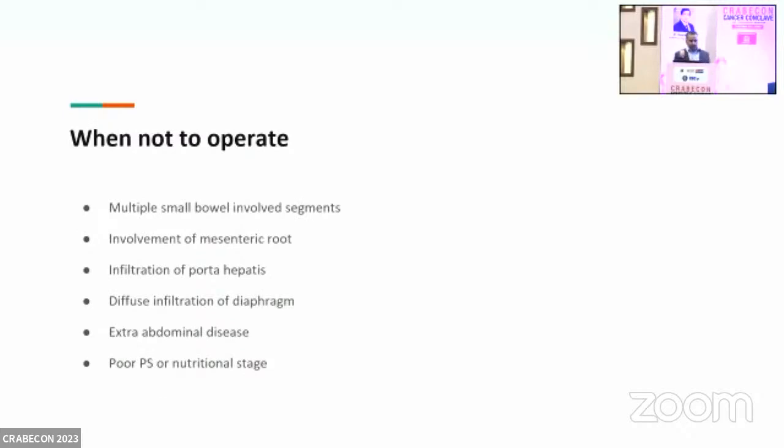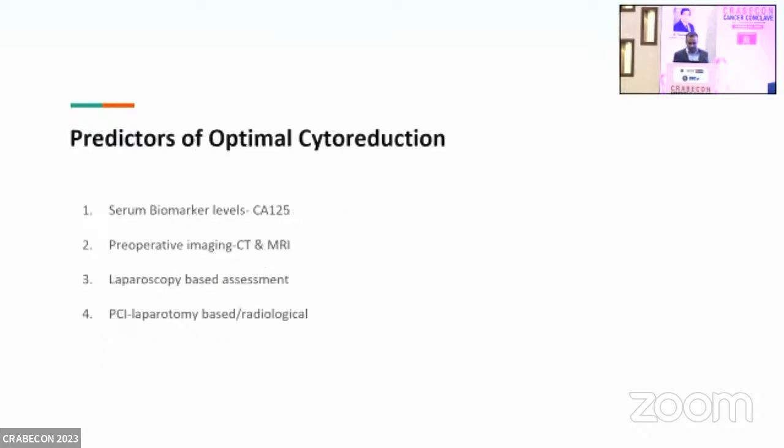So when not to operate in a case of advanced CA ovary, or what are the contraindications of cytoreduction? If there are multiple small bowel segments involved, which can risk short bowel syndrome. Second is the involvement of the mesenteric root. Third is the involvement of porta hepatis structures. Fourth is diffuse involvement of the diaphragm or diaphragmatic muscle. Then extra-abdominal disease, which includes the presence of inguinal node, supraclavicular node, or pleural effusions. Or, very important, poor performance status or poor nutritional status of the patient.